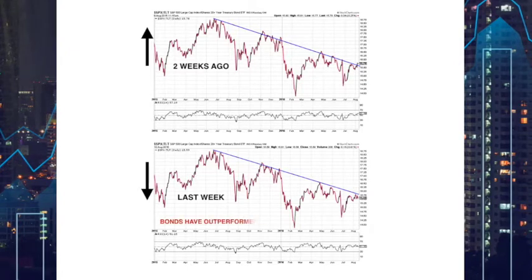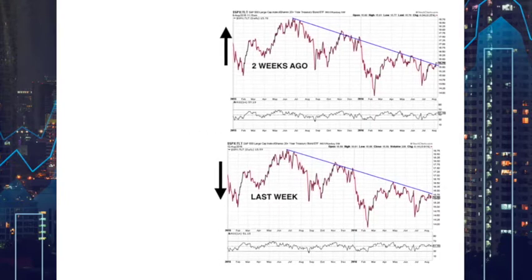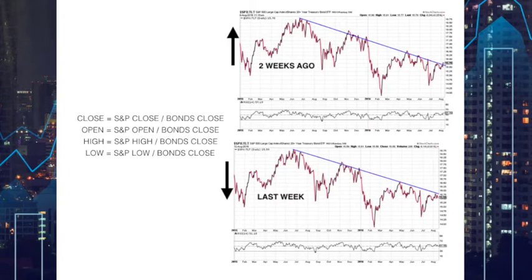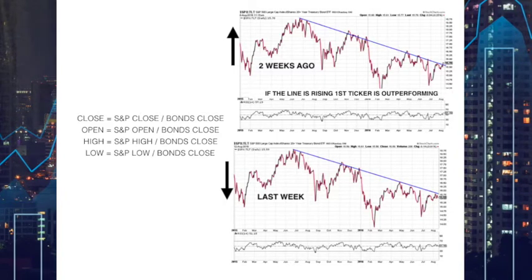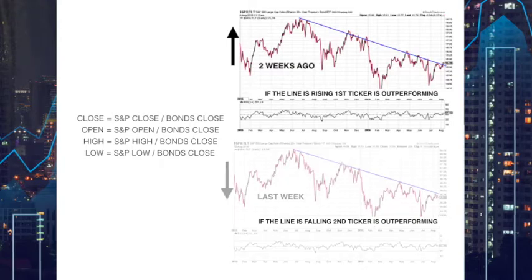Well, for starters, bonds have outperformed the market this year, even with the recent bounce back. So for those who like the technical side of things, here's the actual reasoning with close, bond close, opens, highs, lows, etc. Obviously the system figures this out for us. But in its simplest terms, if the line is rising in the first ticker, it's outperforming. If the line is falling in the second ticker, it's outperforming. So if you look at the first chart there, S&P versus the bonds, you see it going up. This was last week.